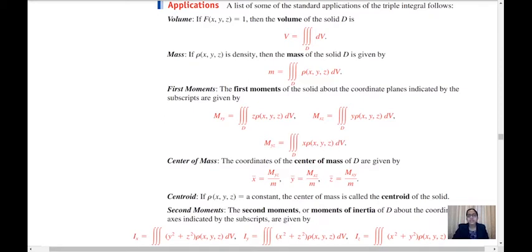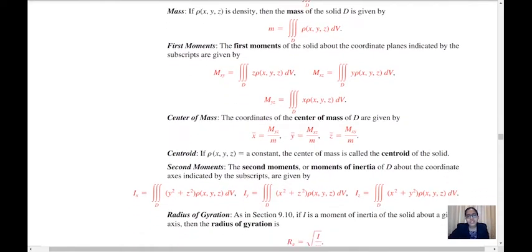With the help of these first moments, we can find the center of mass: x bar will be equal to Myz by m, where small m is the mass, and y bar will be equal to Mxz by m, and z bar will be equal to Mxy by m. Now if rho, the density, is a constant, the center of mass will be the centroid. So the center of mass is a point.